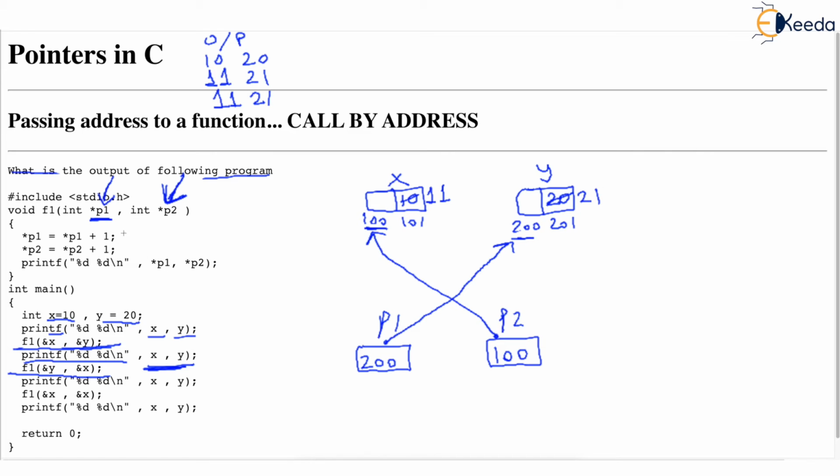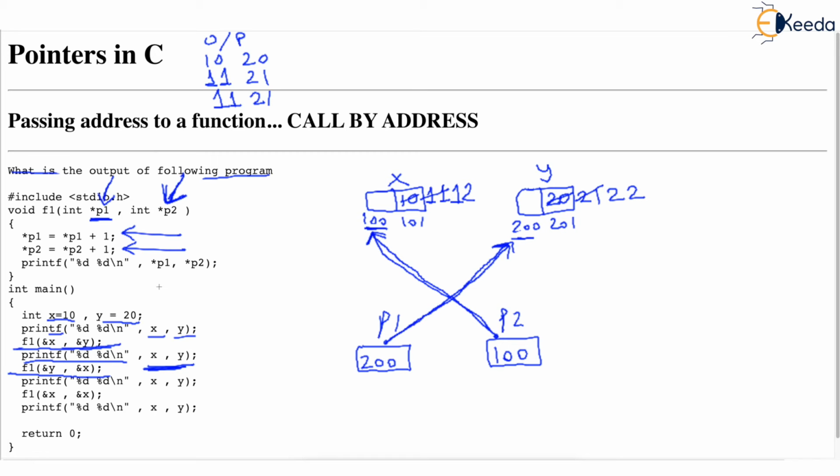So how do you interpret this line now? What is asterisk p1? It is value of y. And we are incrementing this value of y by 1. So y becomes 22. And what do you interpret this line as? Asterisk p2 is value of x. You just check where p2 is pointing. And we are incrementing that value by 1. So x will become 12.